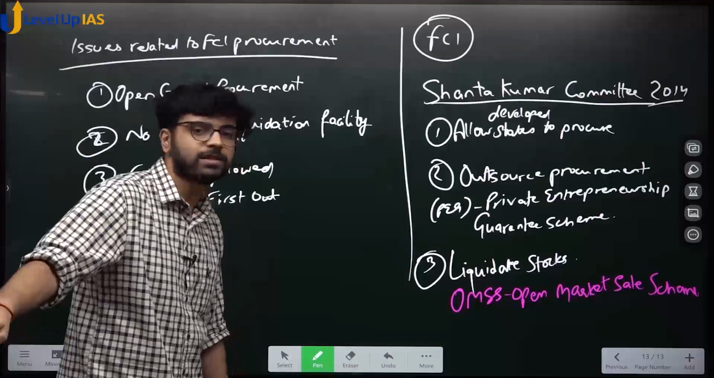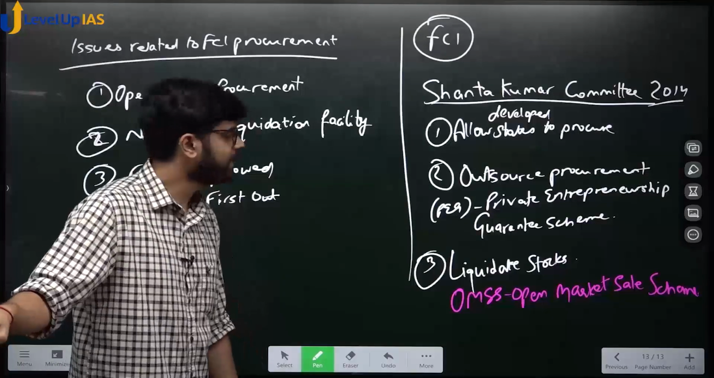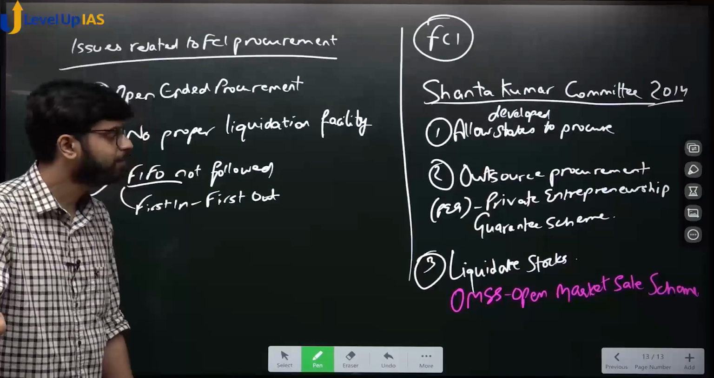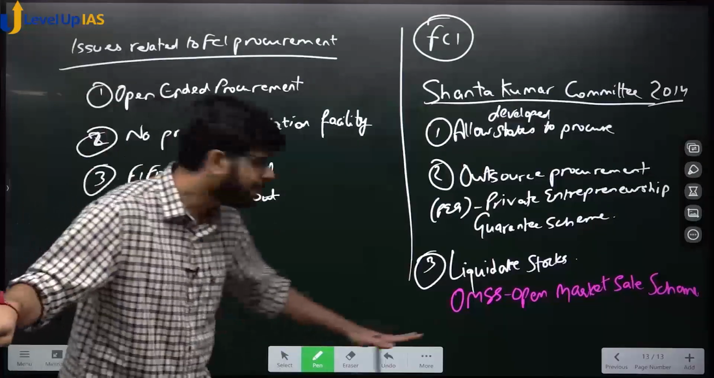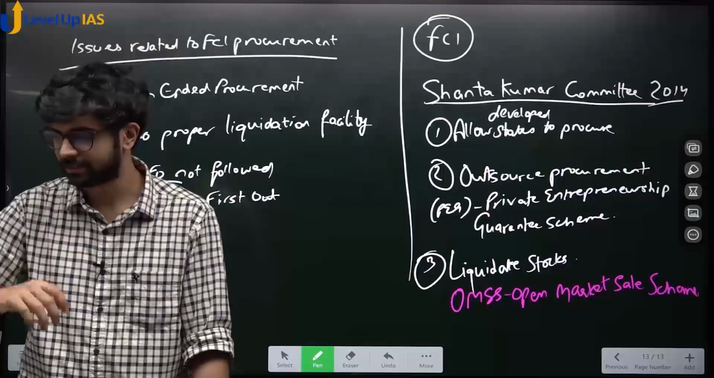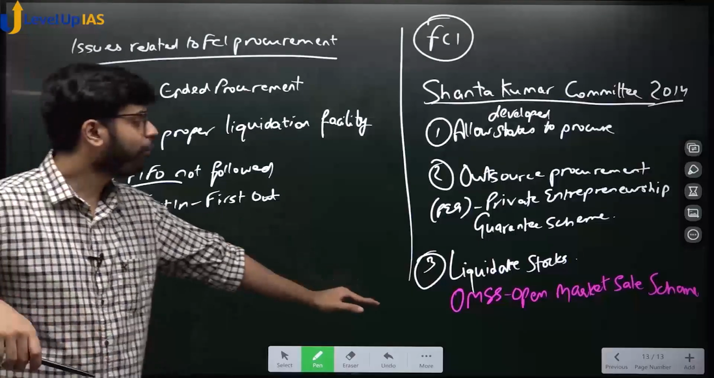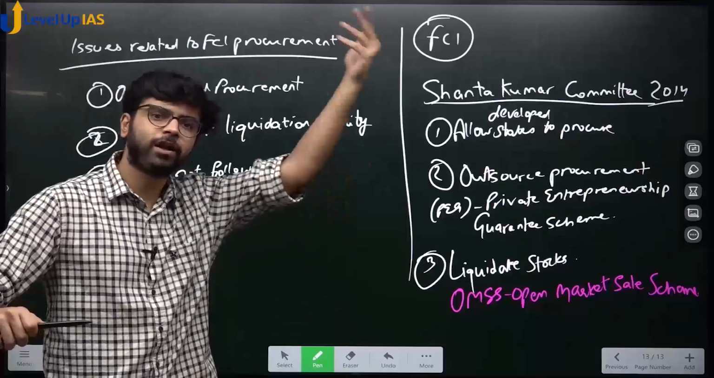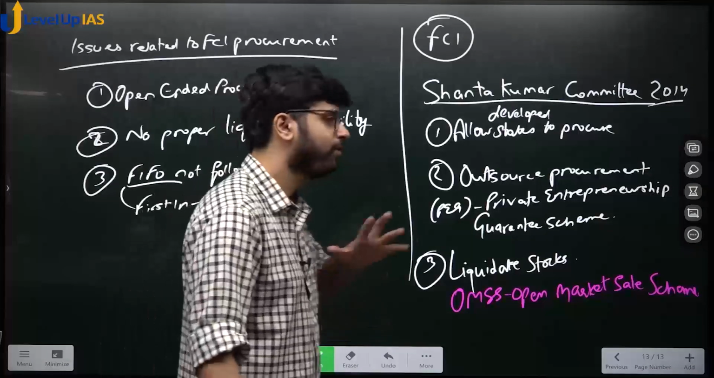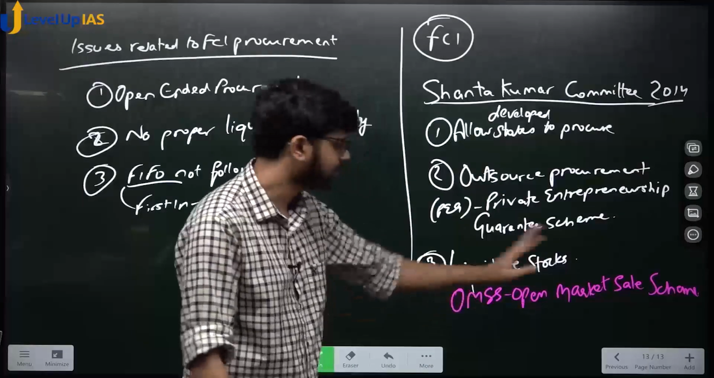Okay, what are the recommendations of this committee? Allow developed states to procure and focus on underdeveloped states. Outsource procurement by enacting a PEG scheme, Private Entrepreneurship Guarantee Scheme. Liquidate stocks and streamline this policy, the Open Market Sale Scheme, OMSS. Whenever stocks exceed your requirements, sell them, don't store them. Let's say you estimate 150 million tons of rice would be required. The moment it reaches 151, sell it under OMSS, do an open market sale.